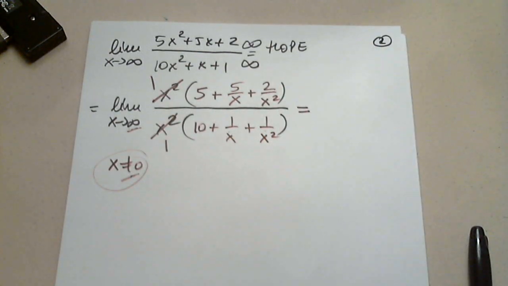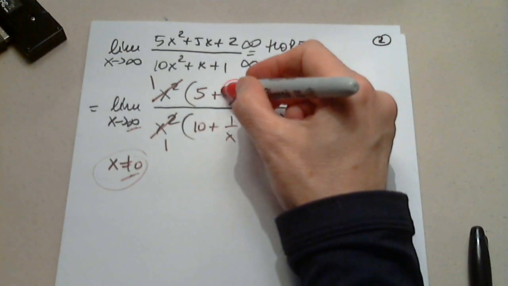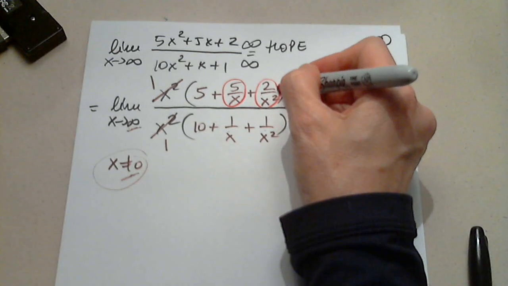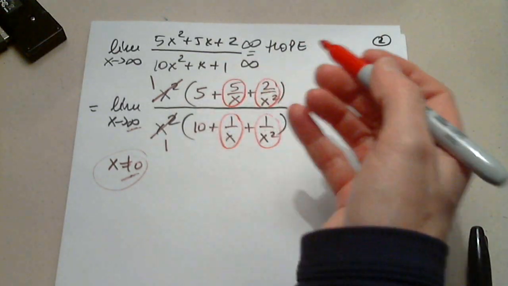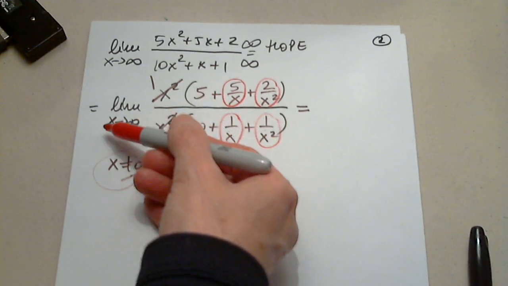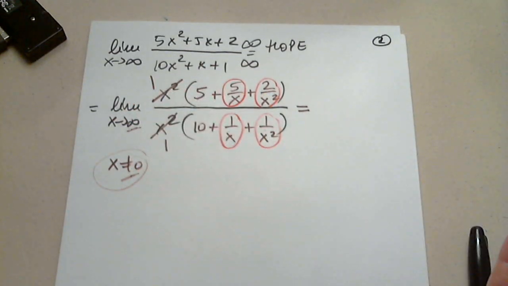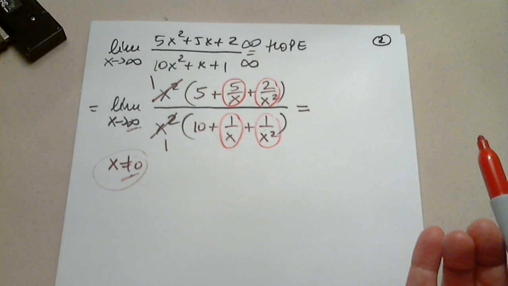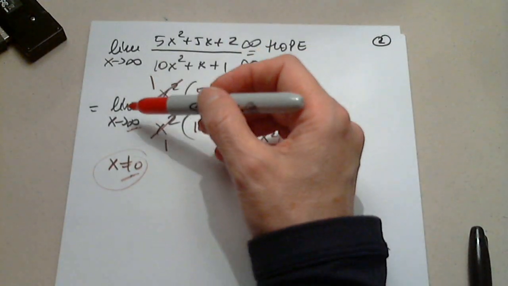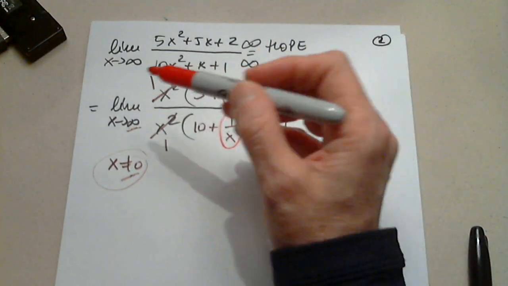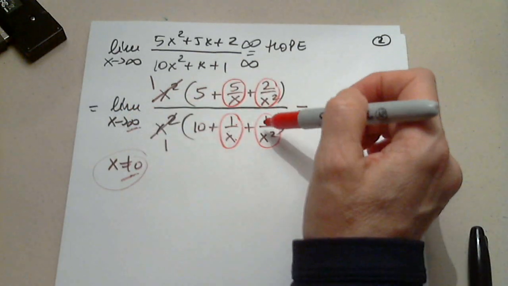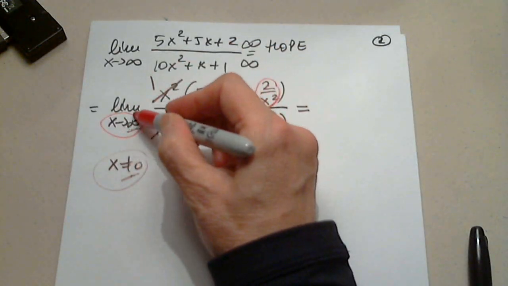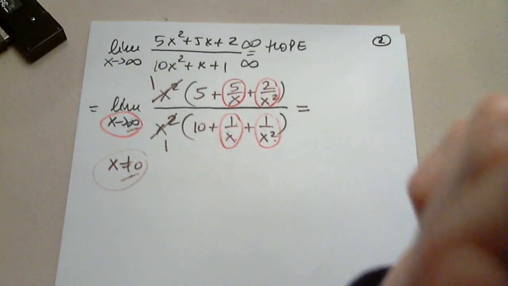Now I have to think. And what am I thinking is, where is this going? Where is this going? And where is this going? Because this is 5. Nobody cares where x is going. The limit of 5 is 5. The limit of 10 is 10. But the limit of 5 over x, the limit of 2 over x squared, the limit of 1 over x, and the limit of 1 over x squared when x approaches infinity, what will these be?